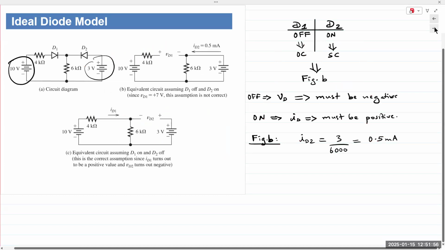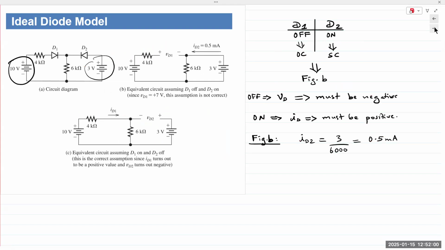All right, so it's 0.5 milliamps. What is the voltage across the 6 kilo ohm resistor? Circuit analysis 201. If two nodes are in parallel, 3 volts, the same exact nodes, right?